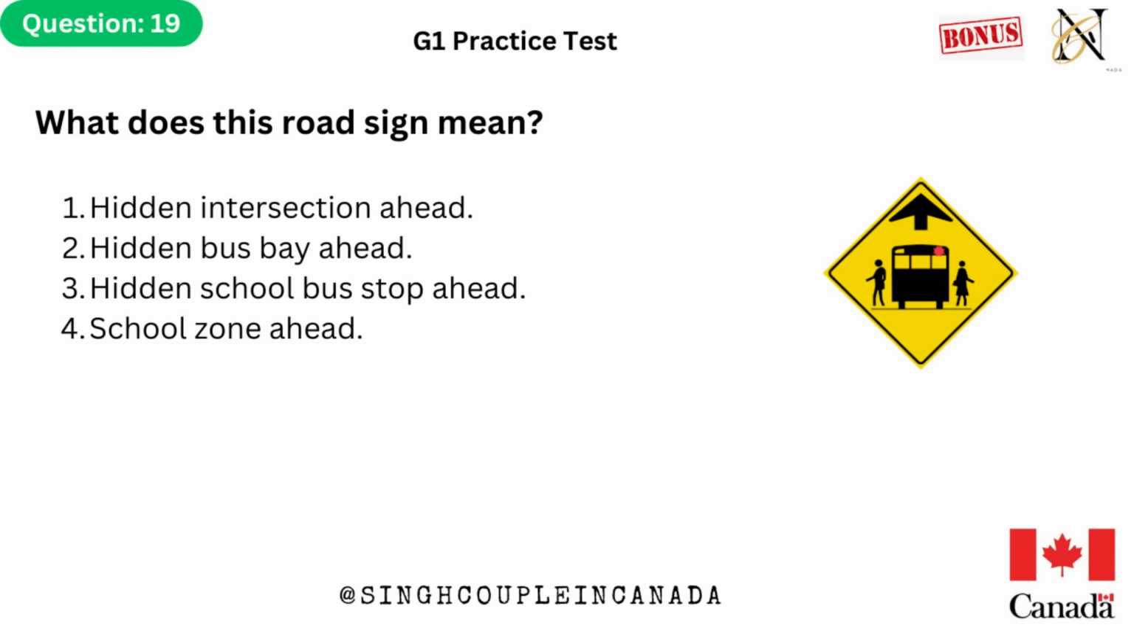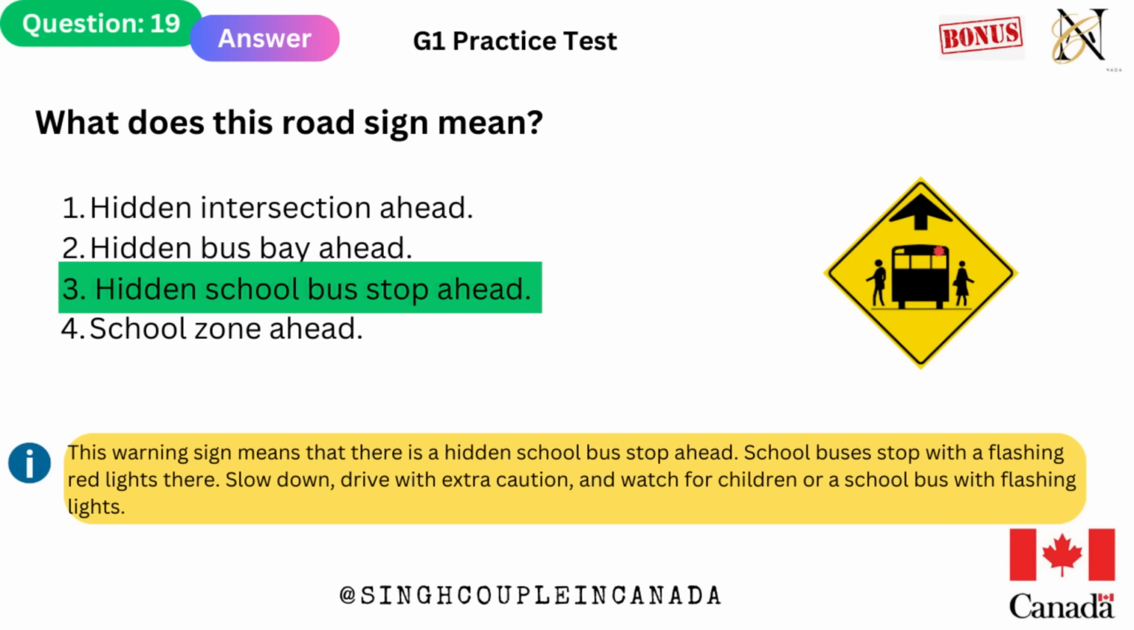What does this road sign mean? 1. Hidden intersection ahead. 2. Hidden bus bay ahead. 3. Hidden school bus stop ahead. 4. School zone ahead. The answer is 3. Hidden school bus stop ahead. This warning sign means that there is a hidden school bus stop ahead. School buses stop with the flashing red lights there. Slow down, drive with extra caution, and watch for children or a school bus with flashing lights.